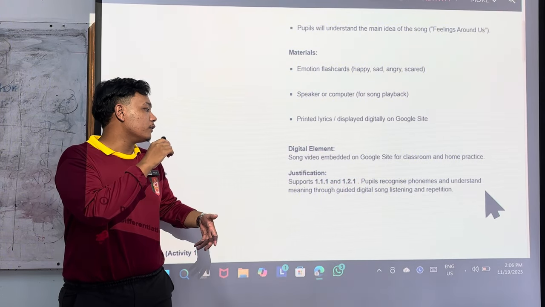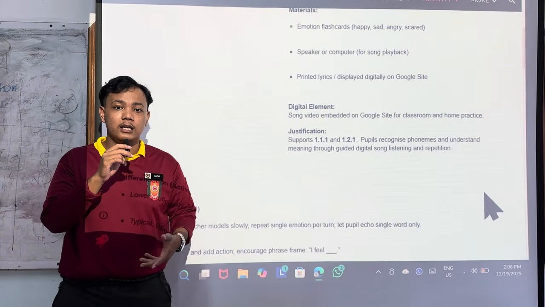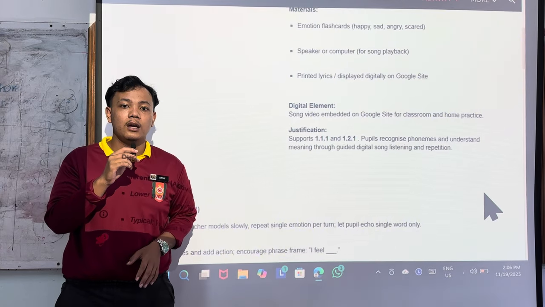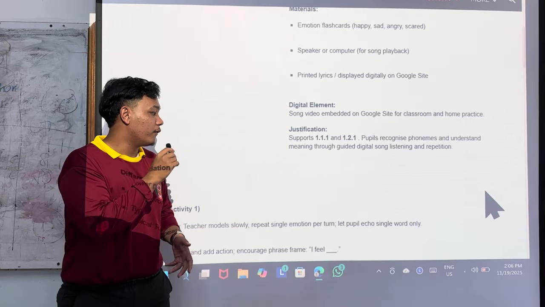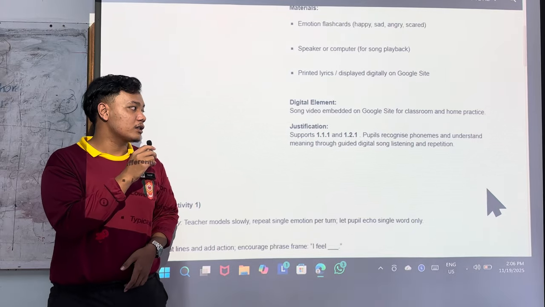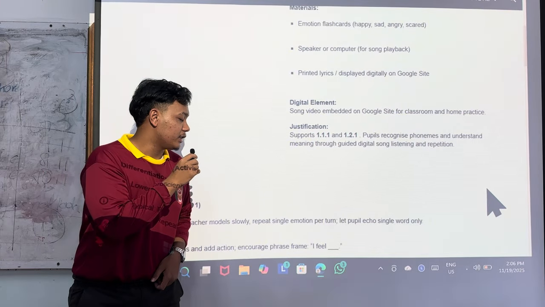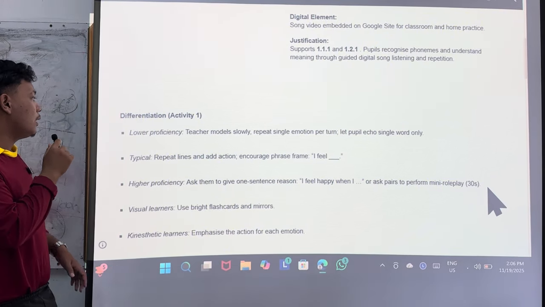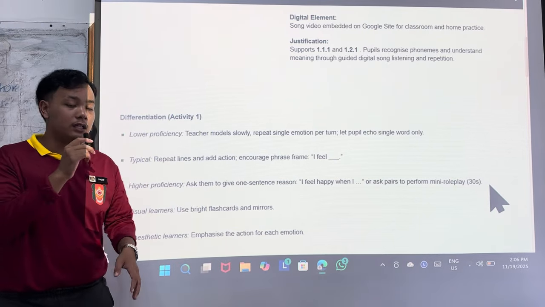For the justification, it supports 1.1.1 and 1.2.1. Pupils recognize phonemes and understand meaning through guided digital song listening and repetition. For the differentiation in activity one, it's lower proficiency.